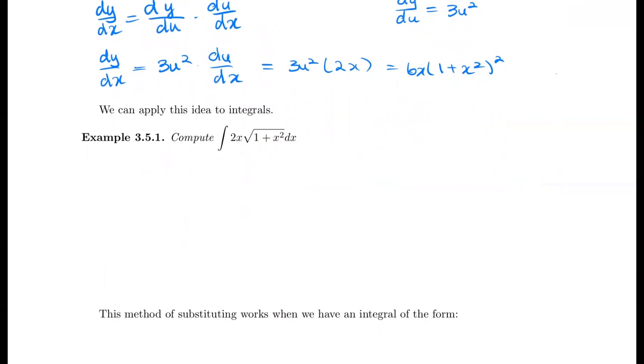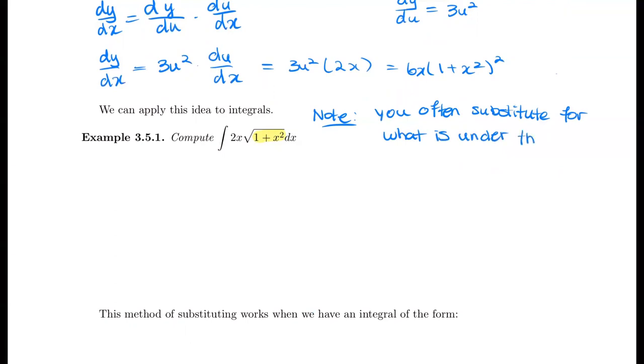Okay, so let's start by finding the integral of this function now. For this part here, note that we often substitute for what is under the square root. So that's one thing that we could also make a note of. So we could make the substitution. So we're going to say, let u be 1 plus x squared.